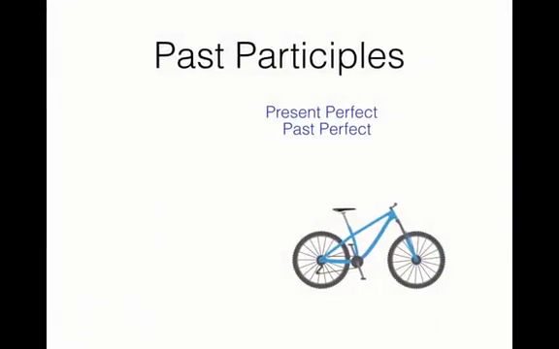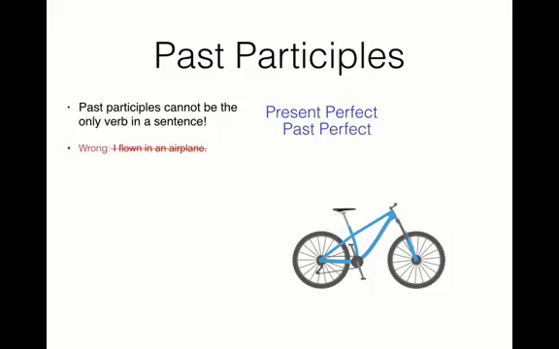Okay, so there's some important rules we need to know when we talk about past participles. For example, past participles cannot be the only verb in a sentence. It's wrong to say, I've flown in an airplane. It's incomplete. However, we can say a sentence like, I have flown in an airplane.